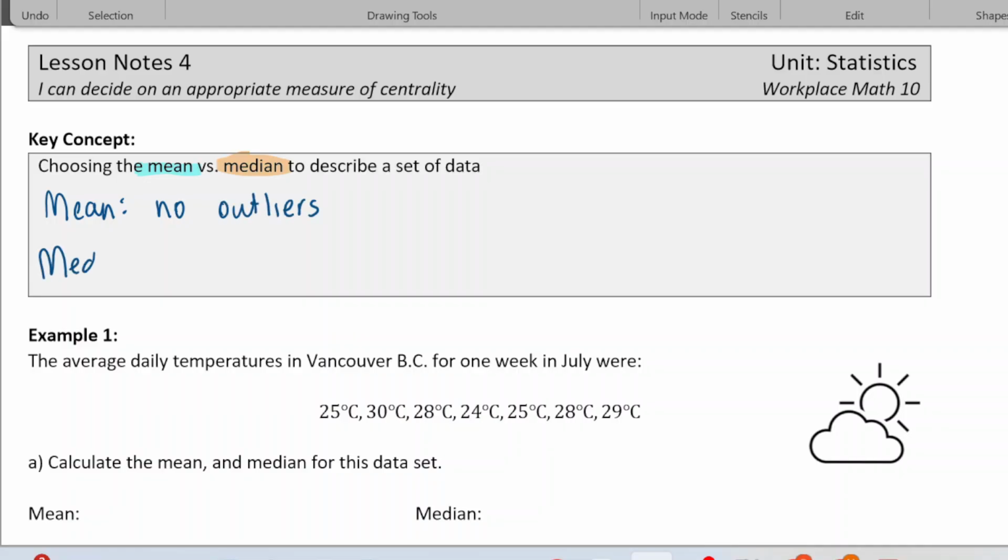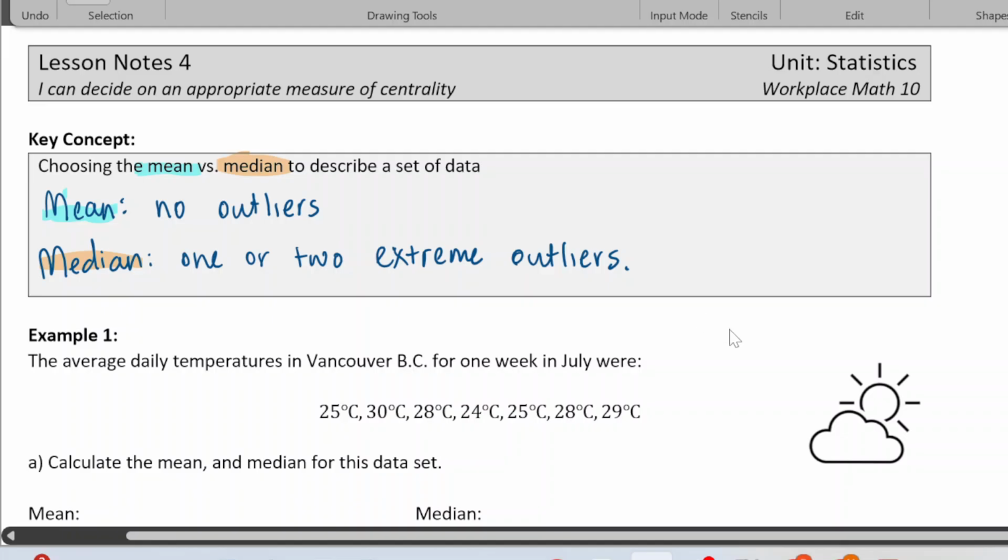You want to choose the median if there are 1 or 2 extreme outliers. The reason you want to do that is because the mean, when there are really big outliers, is going to pull the mean down or upwards so that it doesn't really accurately represent the data very well. And we saw that in the last lesson. The median is not affected by outliers because it's just the middle number. So those extreme numbers on either end don't change what the median would be. So let's look at some examples.